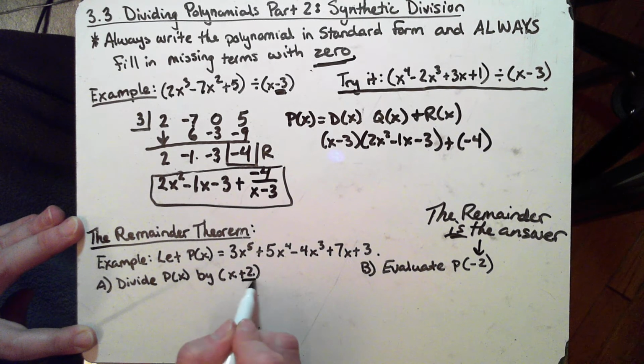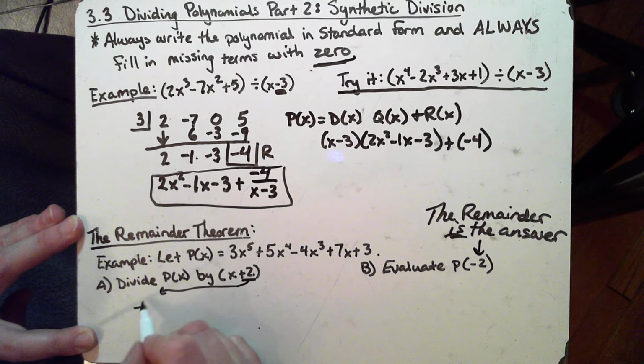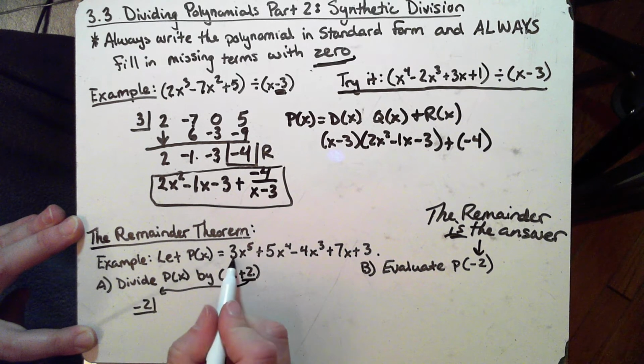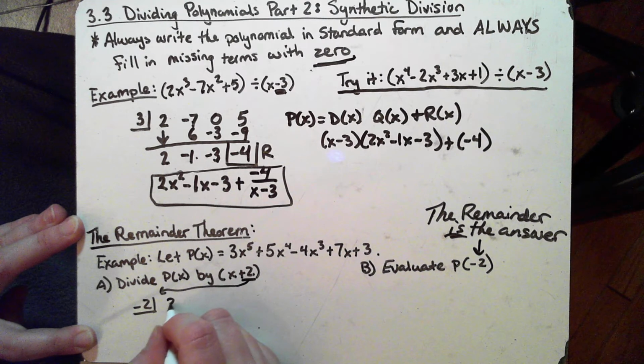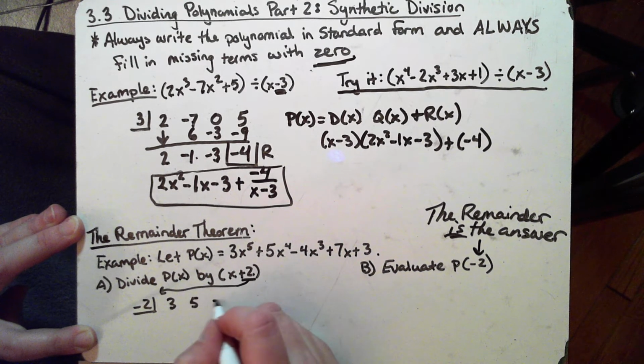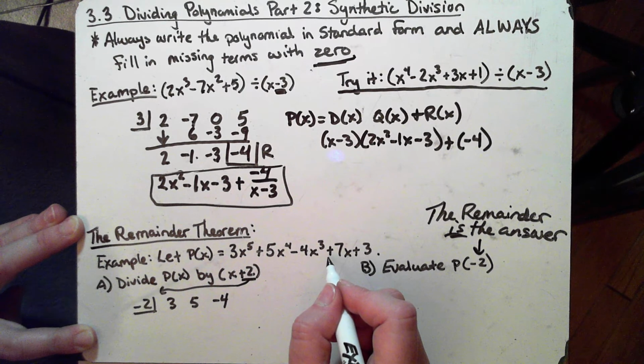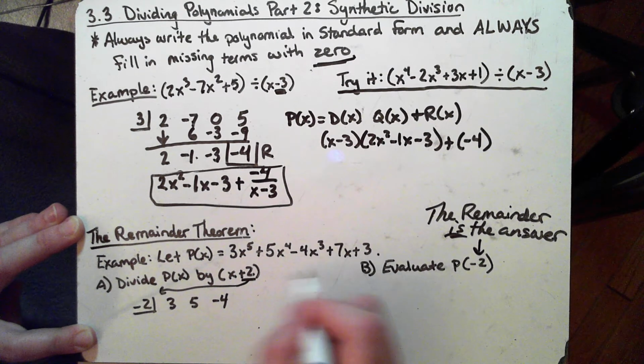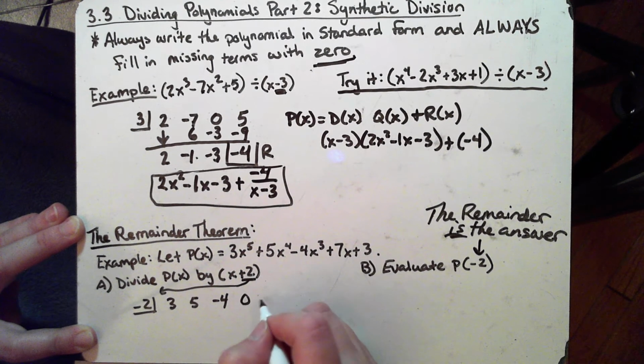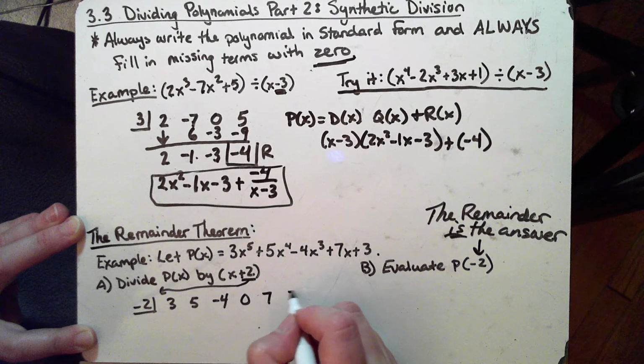Because notice you would take this, put it in the box, and then you'd write out these terms. So it's 3, 5, negative 4. Look, they skipped x squared. Be careful. Everybody misses that. That's where I see almost every mistake when people are doing division like this.